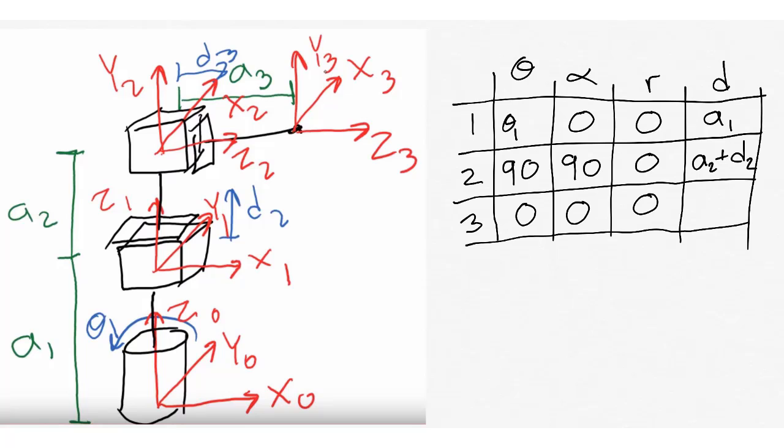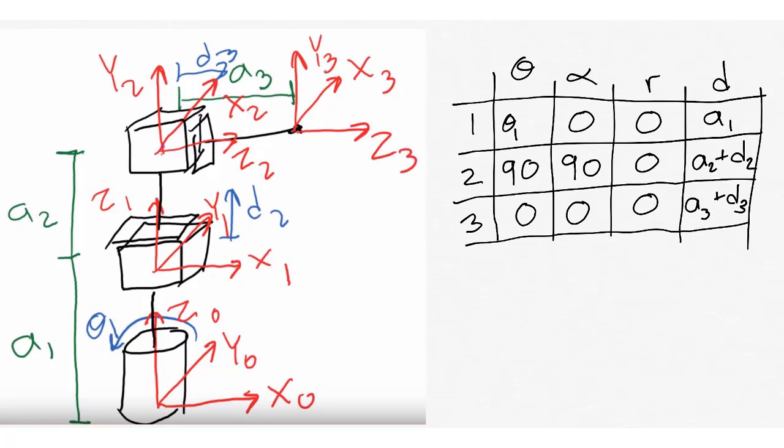Finally, d for the third row is asking what is the displacement from the center of frame 2 to the center of frame 3 in the z2 direction. Similar to the second row, this displacement has a link length component and a joint variable component. The total distance between the center of frame 2 and the center of frame 3 in the z2 direction is a3 plus d3.